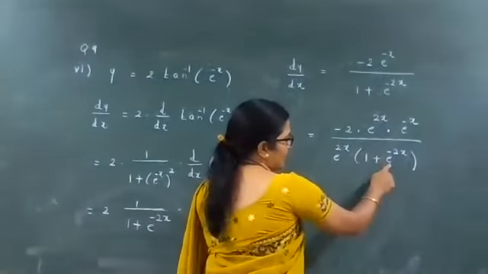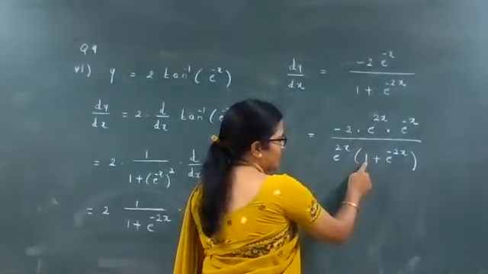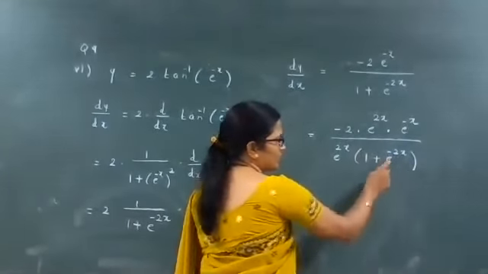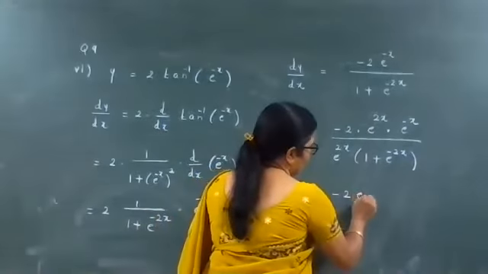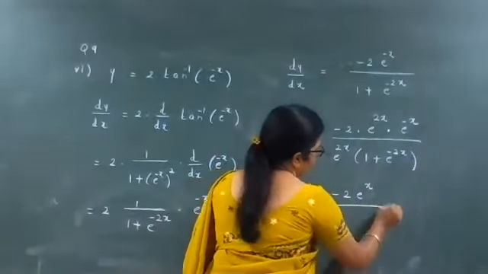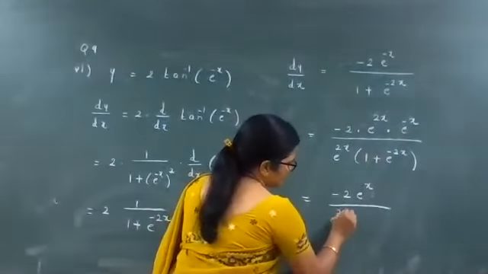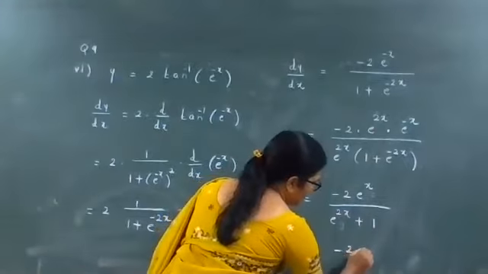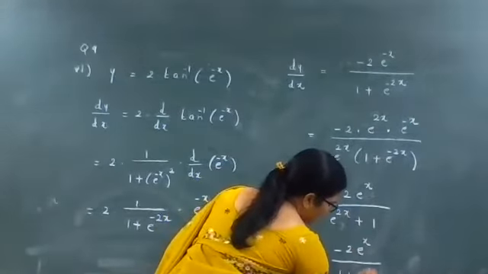Multiply each term by e raised to 2x in the denominator, e raised to 2x into 1, e raised to 2x plus e raised to 2x into e raised to minus 2x, 1. The numerator minus 2 e raised to x, 2x minus x is x. The final answer minus 2 e raised to x upon 1 plus e raised to 2x.